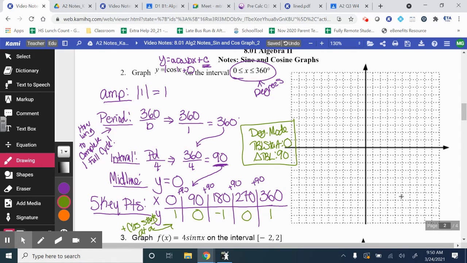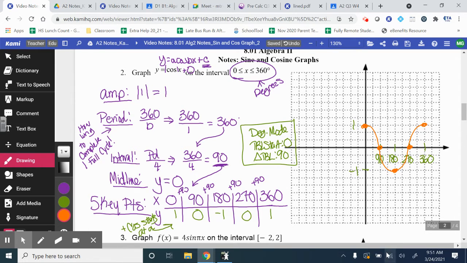All right, so now we'll set up our x-axis. So again, I'm going to skip 2 boxes and label my 90, 180, 270, and 360. Again, my amplitude is 1, so I'm going to skip 3 boxes for my 1 and -1. And plot my points. So 0, 1, 90, 0, 180, -1, 270 back at the midline, and 360 back at my maximum. Make it a nice smooth curve.